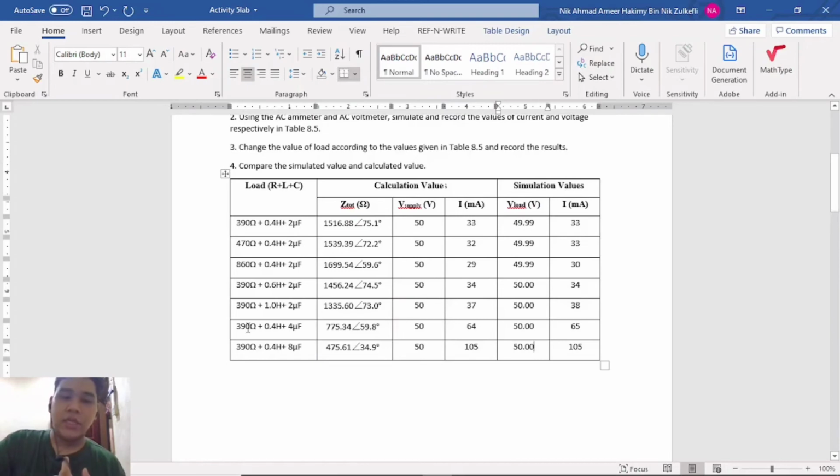Next, we change the value of capacitance to 4 microfarad. We get the value for VLOAD 50 and the value for current equal to 65 milliampere. The last one, we change the capacitance to 8 microfarad. We get the VLOAD equal to 50 and the value for current equal to 105 milliampere.